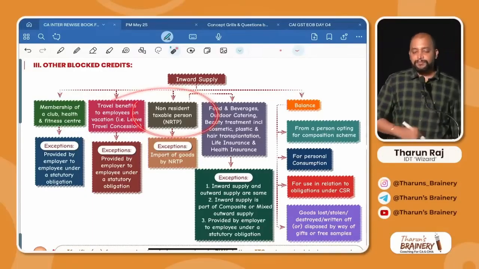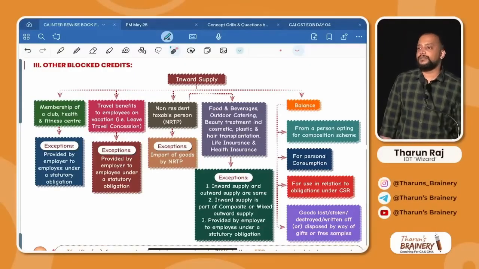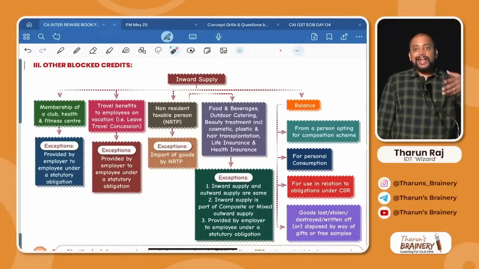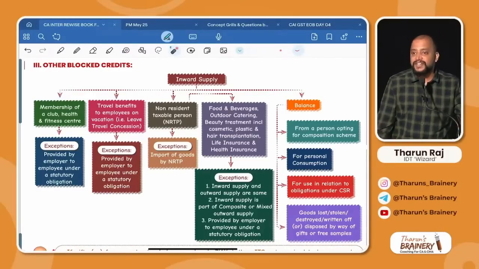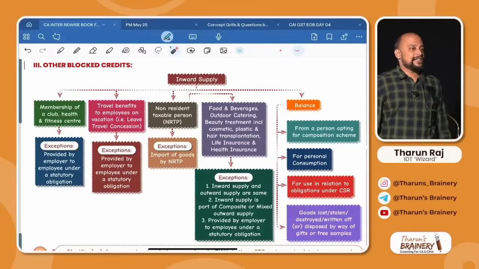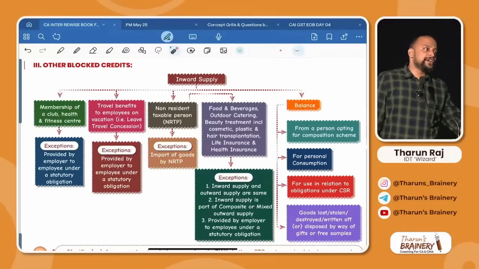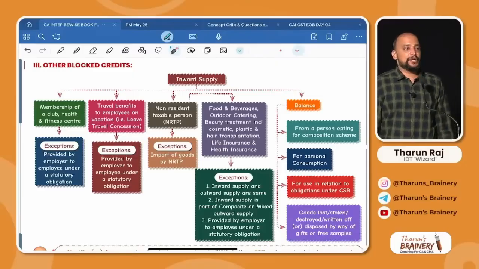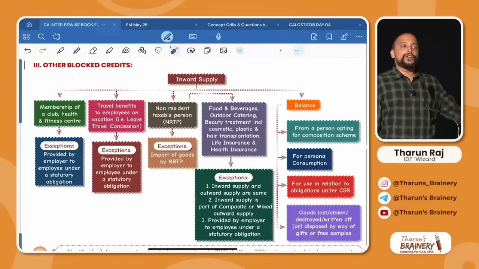Then NRTP, non-resident taxable person. Who is a non-resident taxable person? Who is coming from outside India to India and is not having any fixed place of business in India and is engaged in supply of goods or services in India, is known as NRTP. Example, cricketers who come from outside India to play IPL matches here will come under NRTP. Do they have any fixed place of business in India? No. And they will be importing goods.